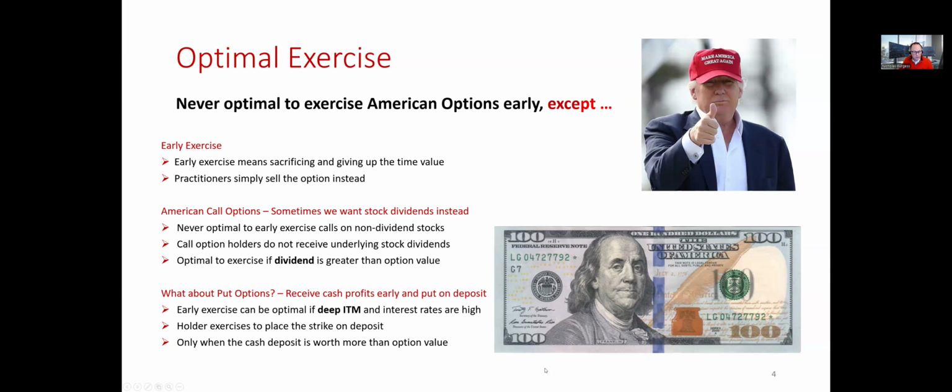You sell your stock, you're going to receive the strike price, and you can put that on deposit. We would only exercise early when the value of that cash deposit is worth more than the option value. That generally is only going to be the case when you're deep in the money and when interest rates are high. So those are the main conditions. For call options, sometimes it's optimal to exercise them early if there's going to be a large dividend. Put options, we may exercise early if interest rates are high and we can put any cash proceeds from exercise on deposit, and that deposit's worth more than our underlying option. Those are the main conditions, and these are the things that we want to try and capture in our models.